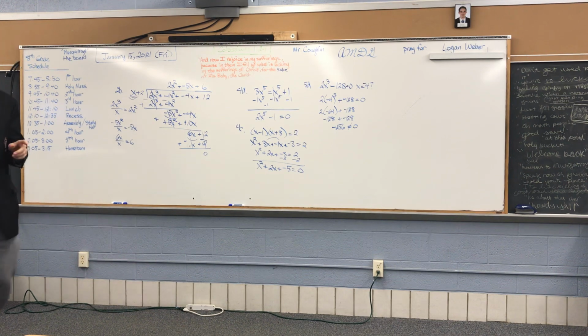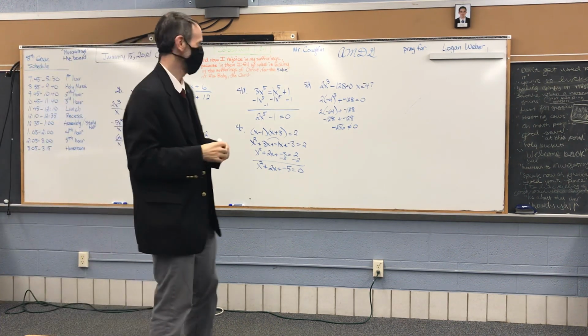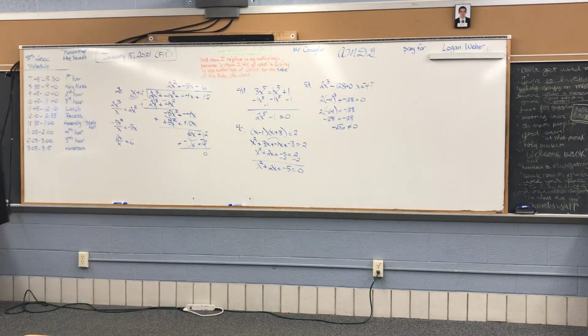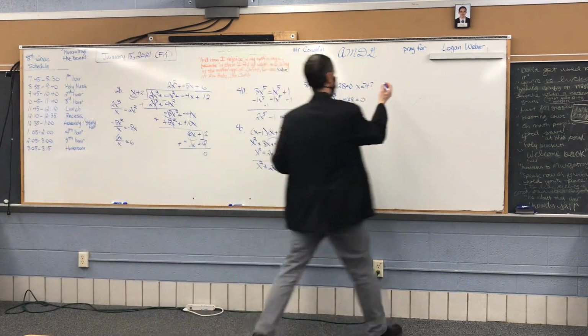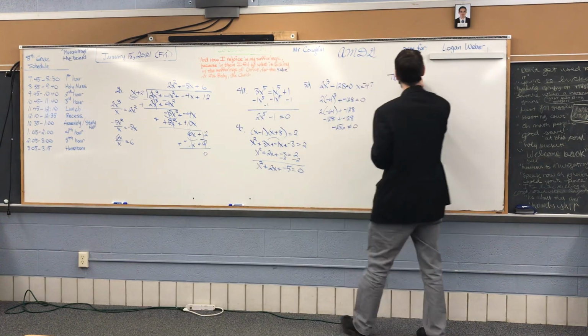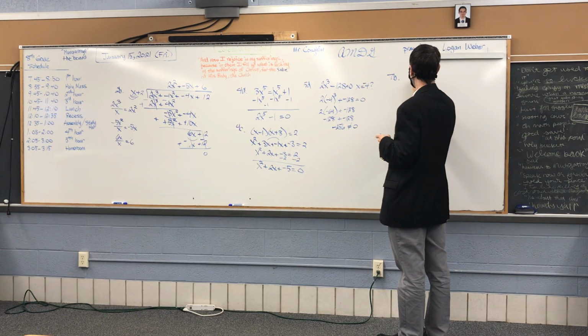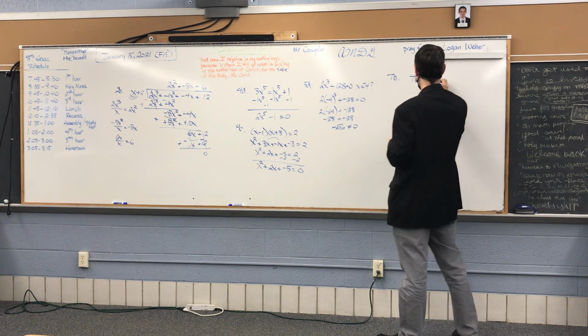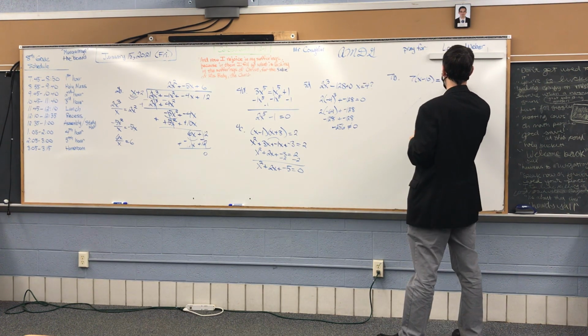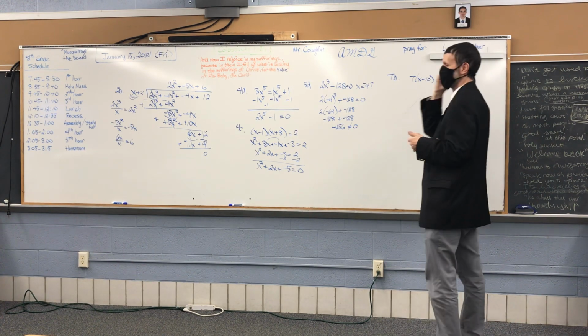That's right. 7b. Let me see. 7 parentheses x minus 10 equals 2x plus 25. Like that? Yep. All right. So what do you do first?